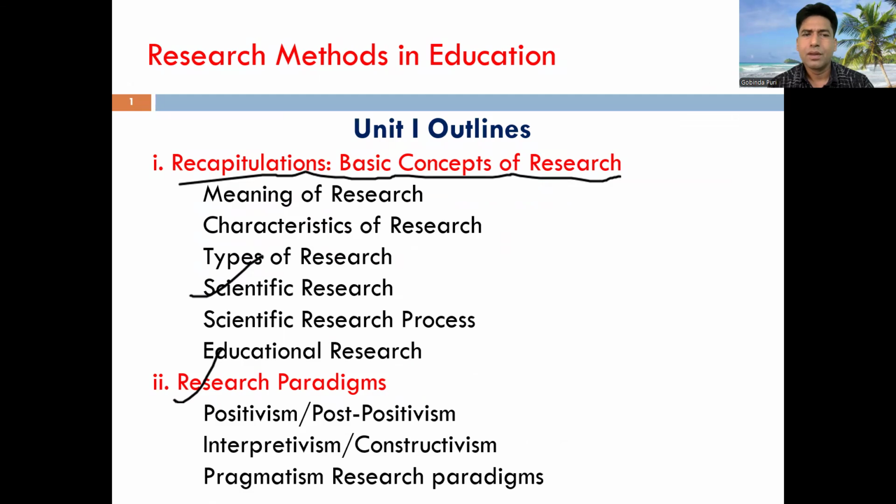First of all, I will talk about the meaning of research, characteristics of research, types of research, and also the scientific nature of research or its scientific process, particularly in the field of education. Also, I will be talking about the research paradigms, very popular common research paradigms or philosophy of research. They are positivism or post-positivism, interpretivism, constructivism, pragmatism, and so on.